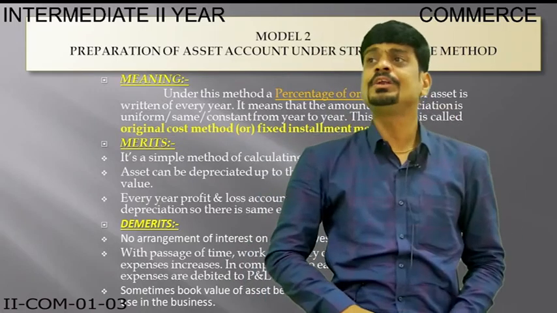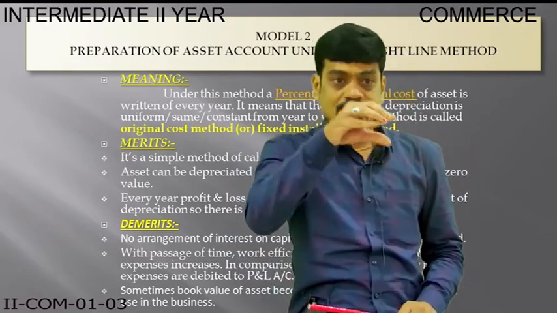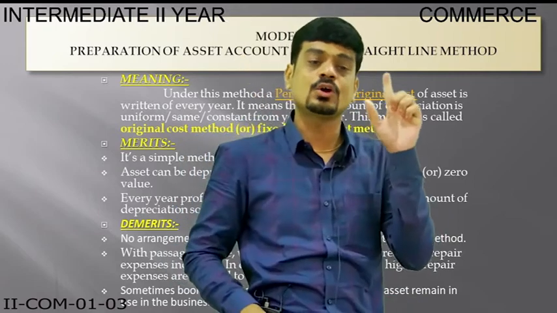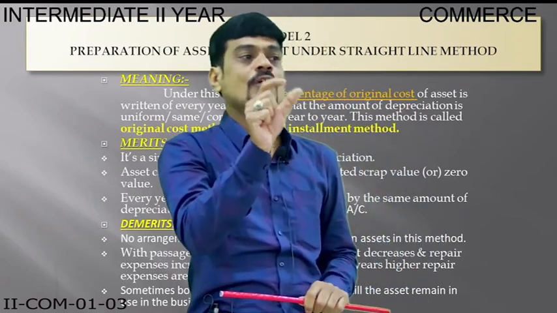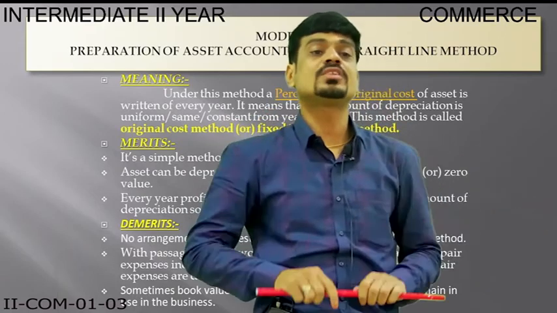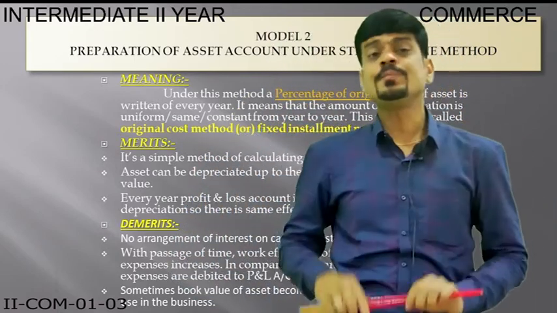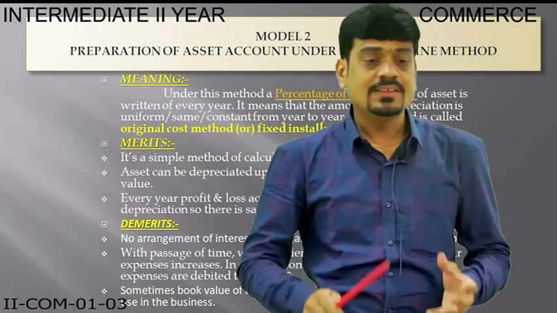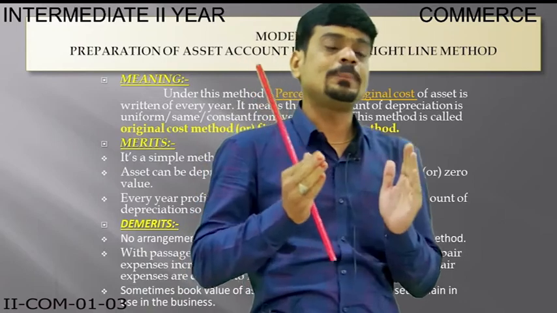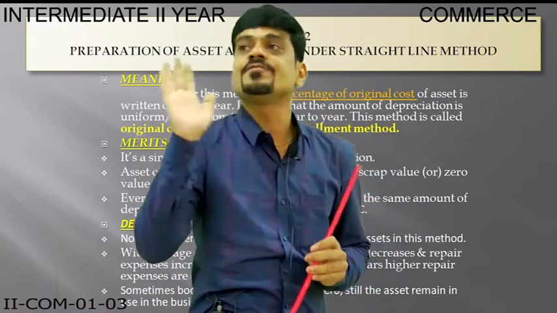So when we talk about the straight line method of depreciation, the meaning says that in this method, a percentage of original cost, already we have seen the concept of original cost, is taken as depreciation, and that will remain constant throughout the life of the asset. Now, in simple language, straight line method is one of the methods of charging depreciation where the amount of depreciation which we are going to charge on the asset will remain constant, will remain the same throughout the life of the asset.